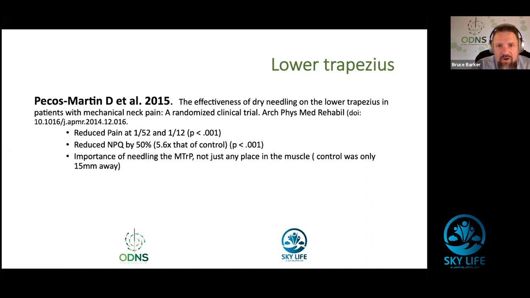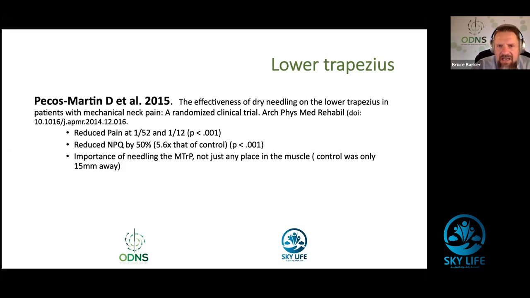Turns out that the experiment group, the accurately needled one, does massively better than the non-accurately needled one. Less pain at 1 week, less pain at 1 month, but the size of the effect here is fascinating, okay? It's not just that it feels better.